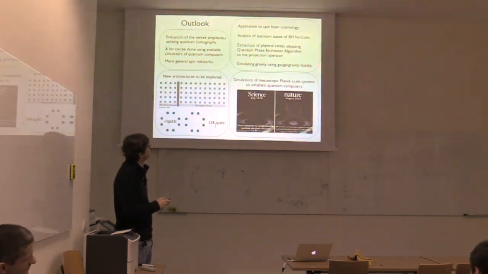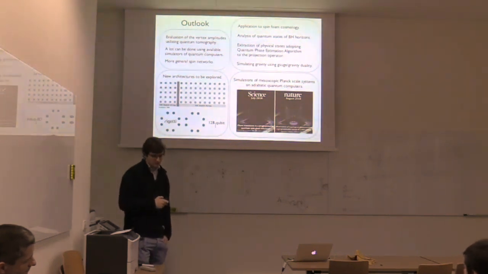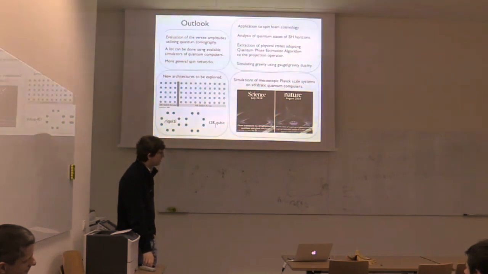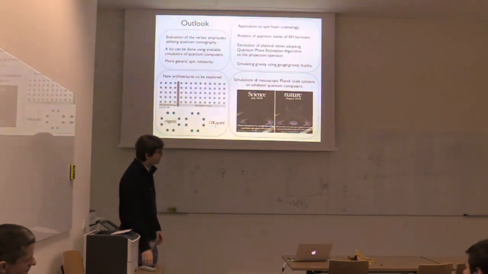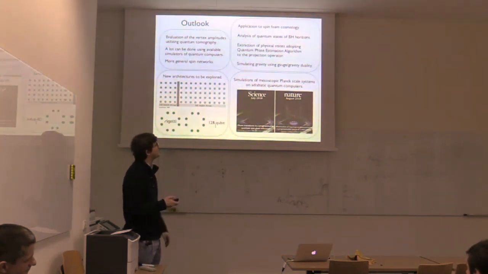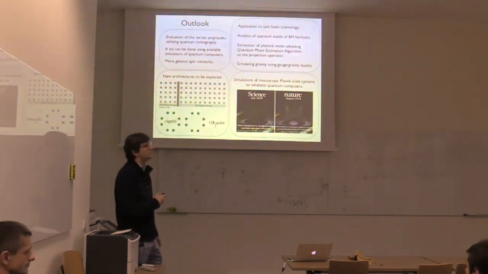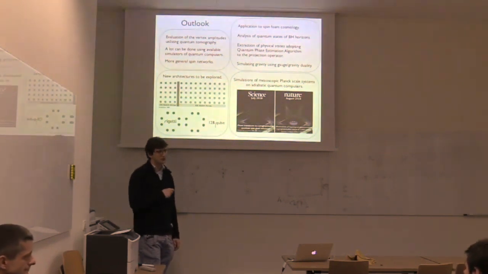What interests me a lot is the relation to the gauge-gravity duality, because in this direction, instead of simulating gravitational degrees of freedom, you simulate some system on the boundary, and from the correlations you extract information about the gravity system. This is something you can also think about implementing on quantum computers.